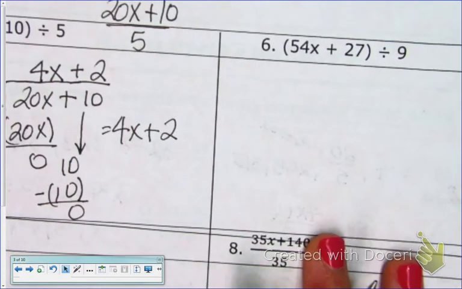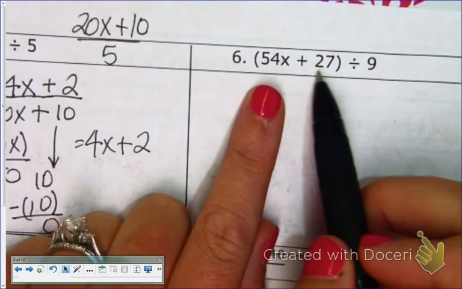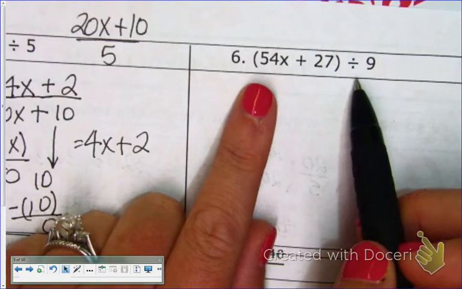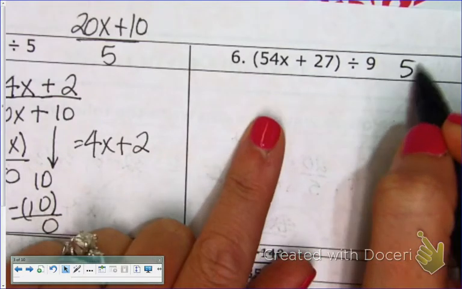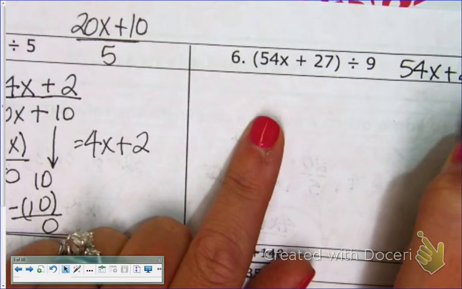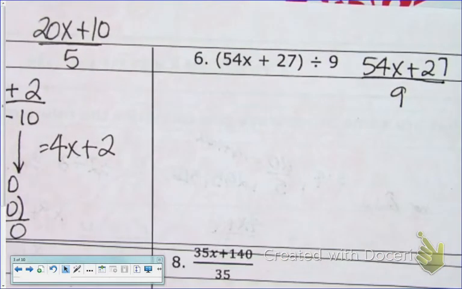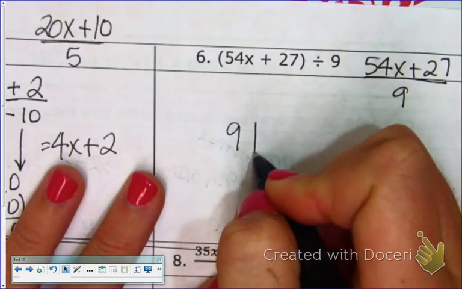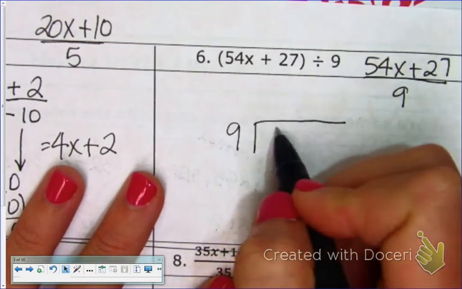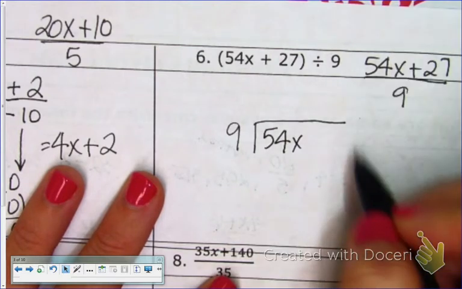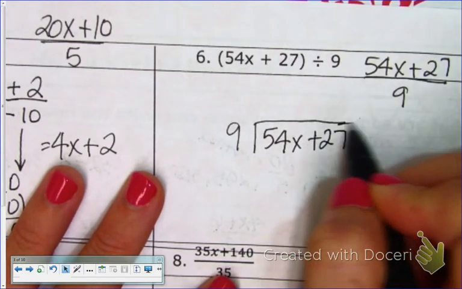Okay, Garrett, let me help you. Another way to write this binomial divided by the monomial is 54x plus 27 divided by 9. Now, what goes in the doghouse? Okay, so put that there. What goes on the outside? The 9. Good.